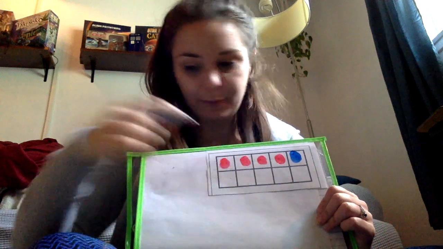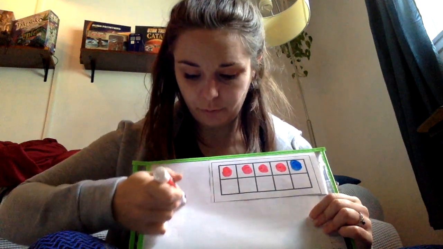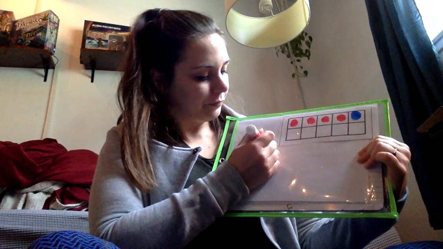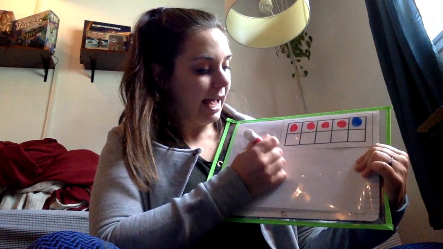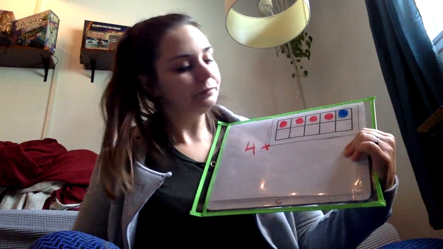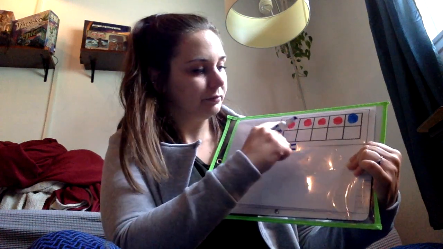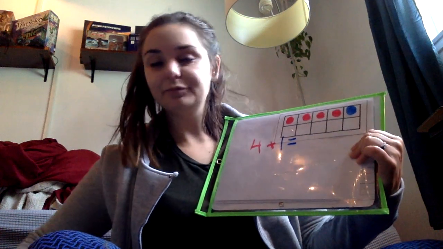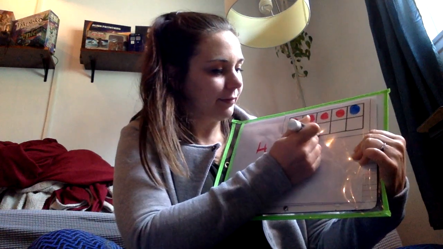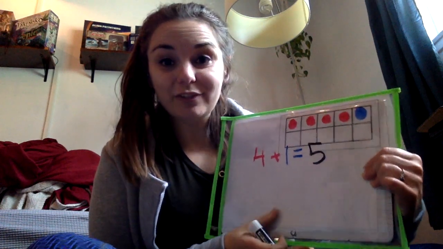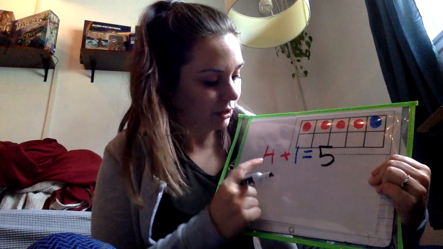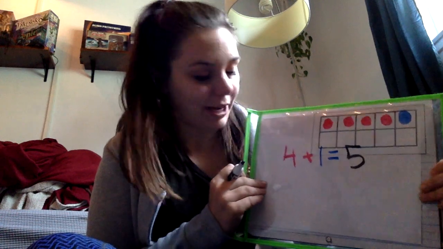So how many red? 4. And let's add the 1 blue equals, how many altogether? 5. Perfect. So we found the 3 numbers in the fact family. 4, 1, and 5. So 4, 1, and 5 are all going to always be in the fact family, okay?